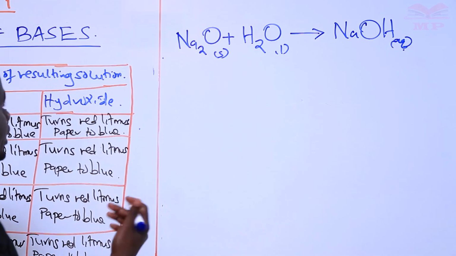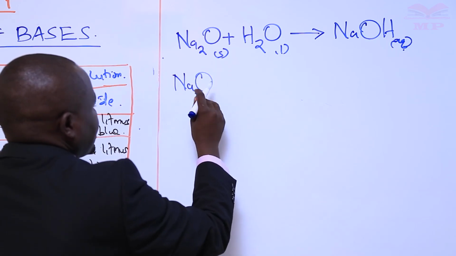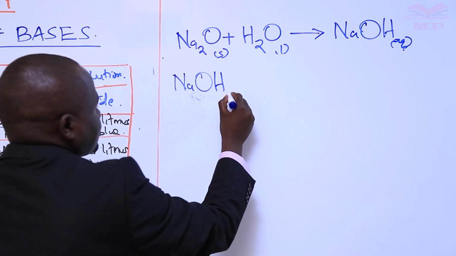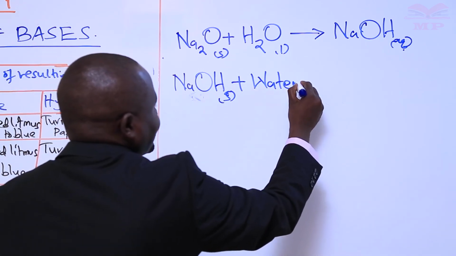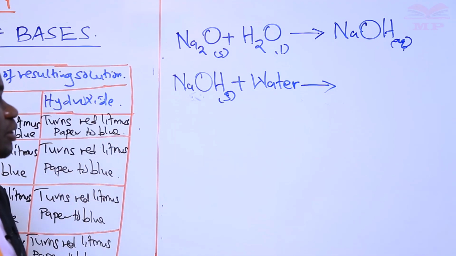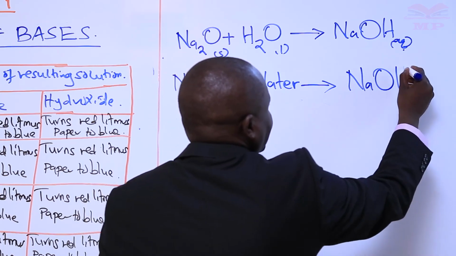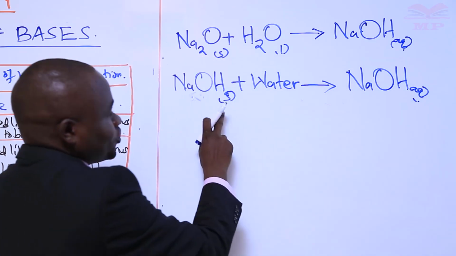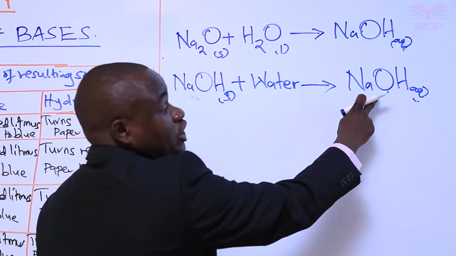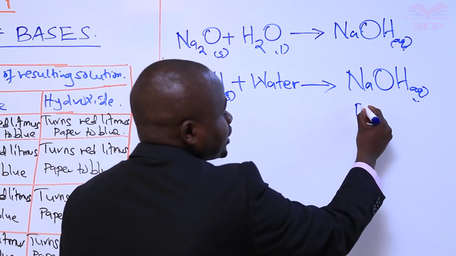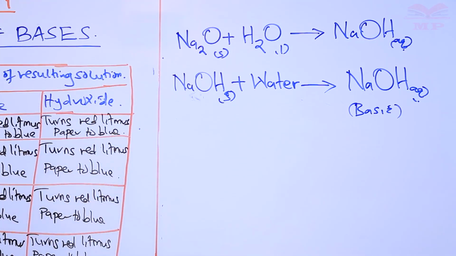to blue. The same applies to sodium hydroxide. It actually dissolves in water, but it will not react. So the product will still be sodium hydroxide, but in aqueous state. So this simply means that it is sodium oxide that is dissolving in water to give you a solution, and this solution is basic in nature, the one that will turn red litmus paper to blue.